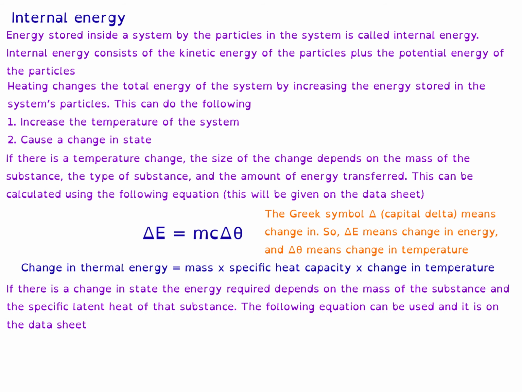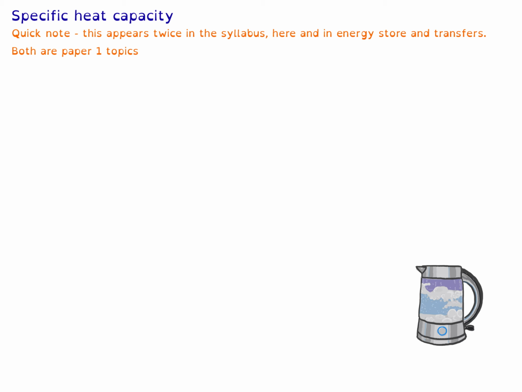If there is a change in state, the energy required depends on the amount of mass of substance and the specific latent heat of that substance. The following equation can be used, and that is on the datasheet as well. E equals m l. Energy for a change in state equals the mass times the specific latent heat. Specific heat capacity appears twice in the syllabus. It's here and it's in energy stores and transfers. Both are paper 1 topics.